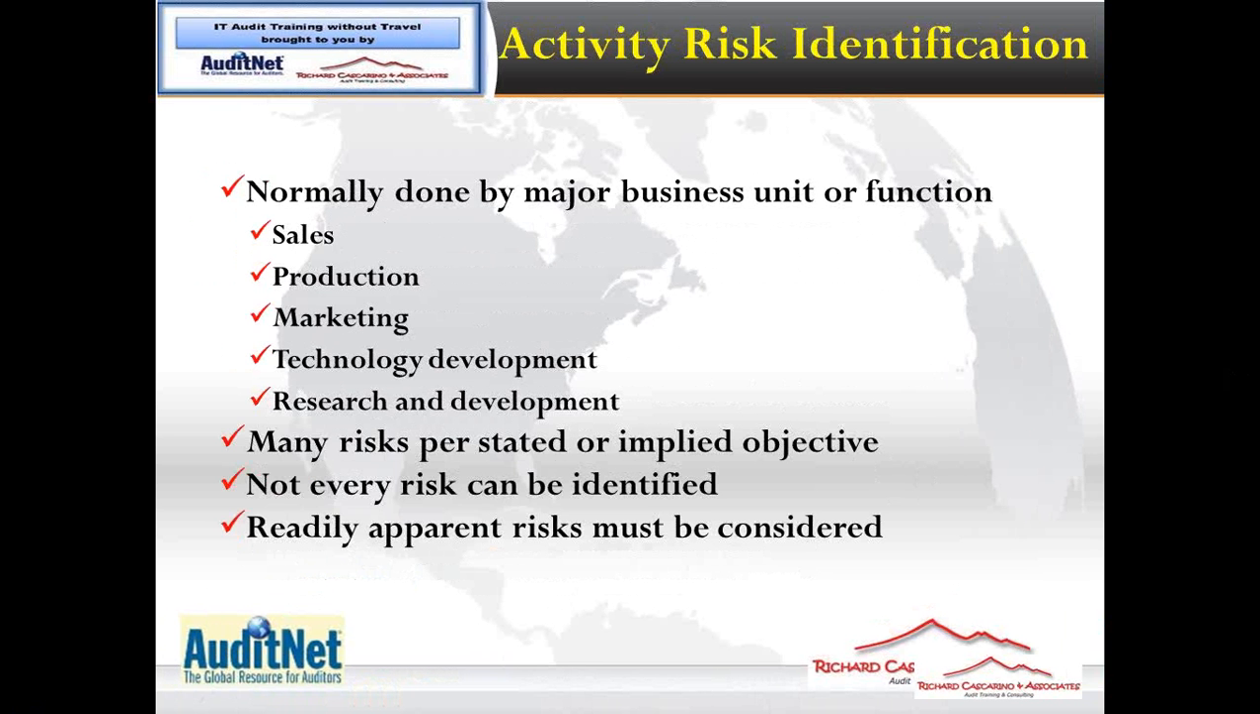So how do we identify the high risk areas? Usually it's done based on either business unit or function. It could be the standard ones, sales, production, marketing, whatever it happens to be. And each of those are going to have their own set of objectives, hopefully tying into the corporate objectives. And for each of those objectives, there's going to be multiple risks. Now, not every single risk can be identified. You'll never get it 100% right, but the readily apparent ones we have to consider. Management has to consider.